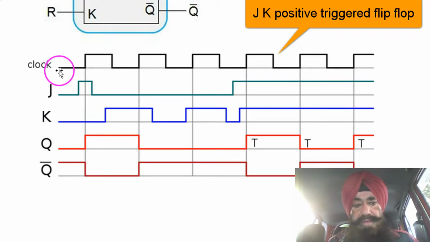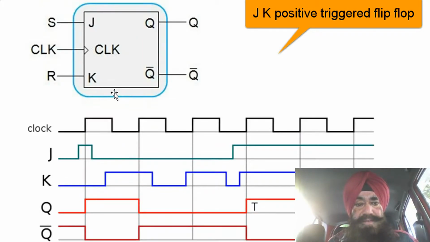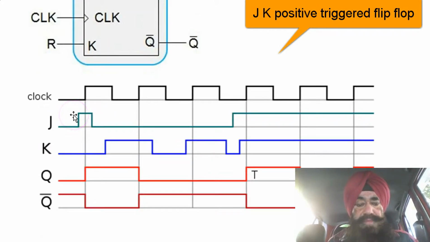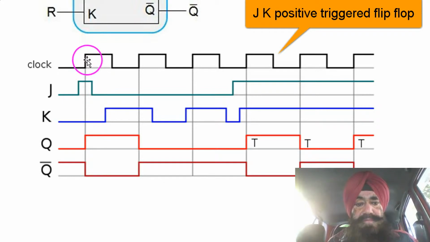Here this is a clock of equal time periods going high and low. This is the J value. Okay, it is arbitrary. This is the K value. It is again arbitrary. Now look, we have to assume that our JK flip-flop is positive triggered. When this leading edge, positive rising edge comes, let's see what J is.